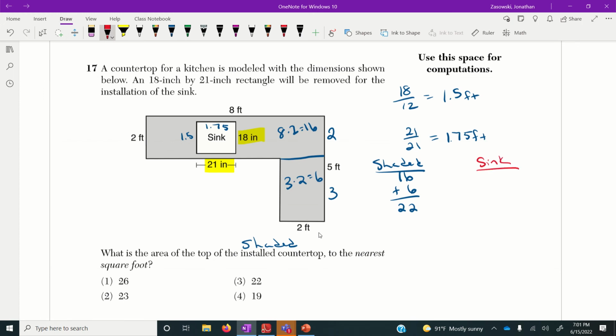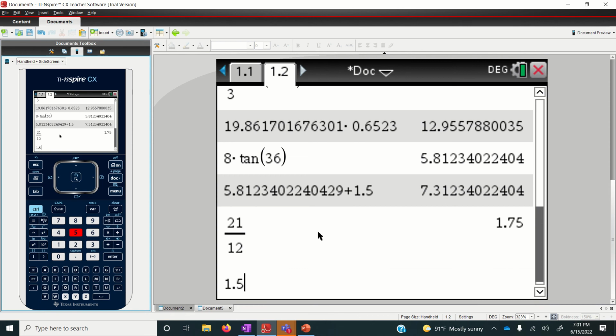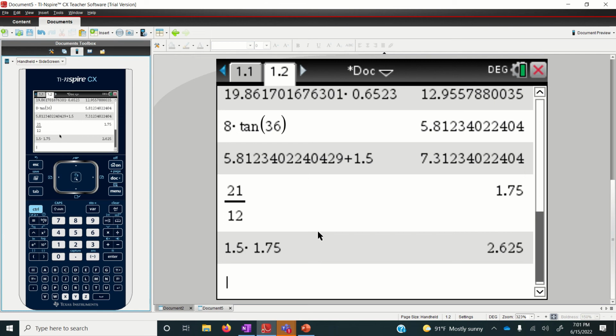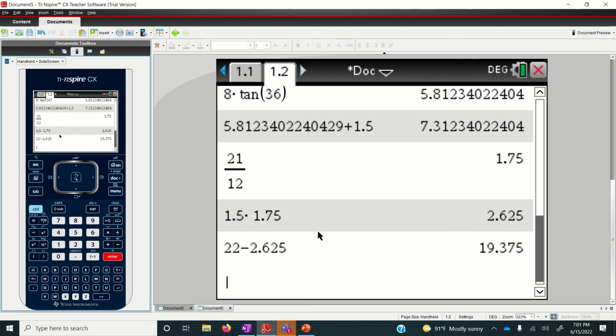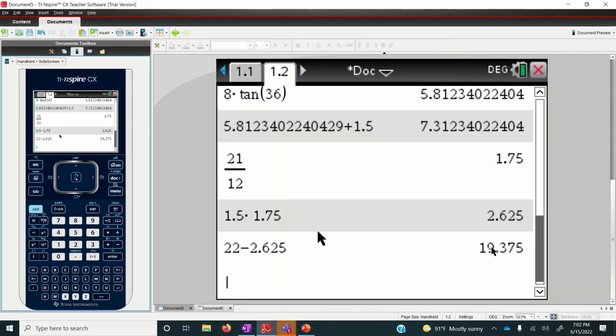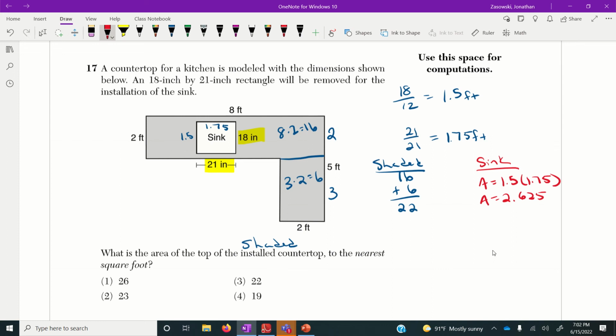And the area of the sink is just going to be 1.5 times 1.75. And then we got to subtract those 2 things. So 1.5 times 1.75 gives us 2.625. And then we're just going to subtract that away from 22. So 22 minus, highlight our answer, bring it back down. We get 19.375. It did say the nearest square foot. Since it's 19.375, that's going to be 19 feet.